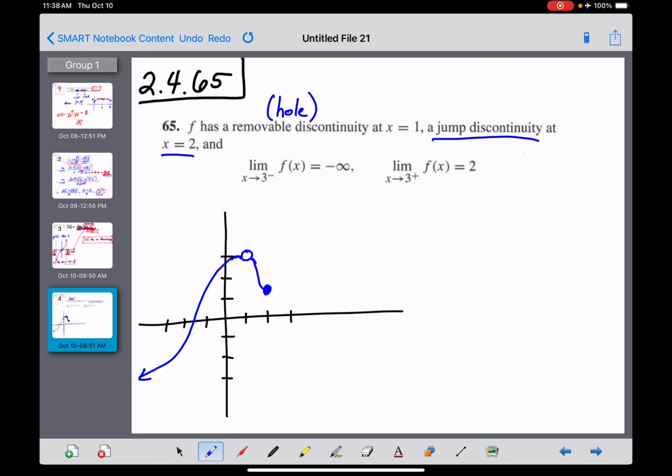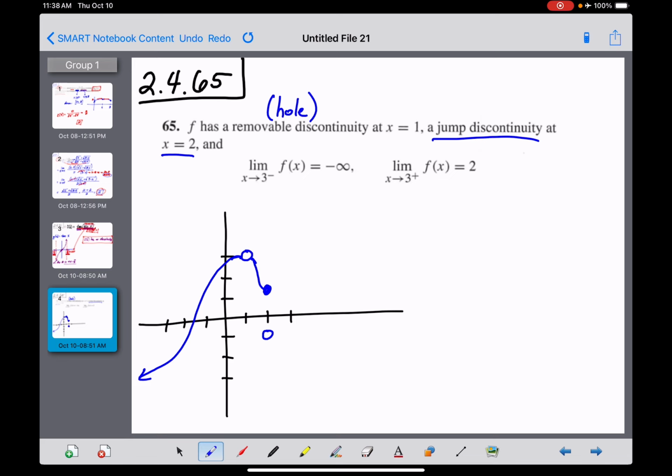And you'll notice I'm not really paying any attention at all to the y value of this point. I don't care that much. To have a jump discontinuity at 2, I'm going to have it go somewhere else, maybe like right about here, just guessing here, and let's put an open dot maybe at the point 2, -1, and there's our jump discontinuity.